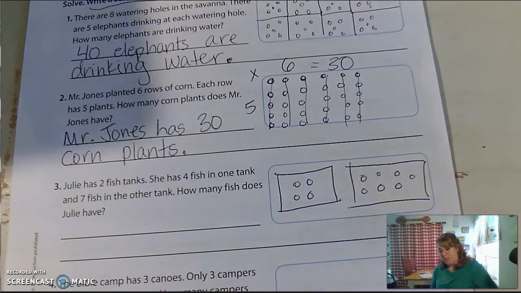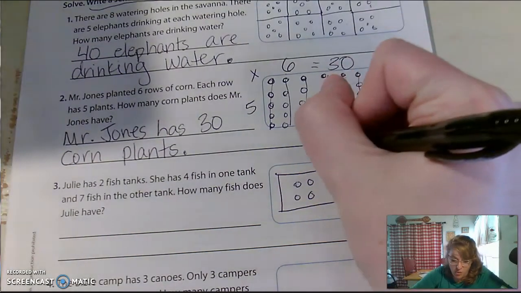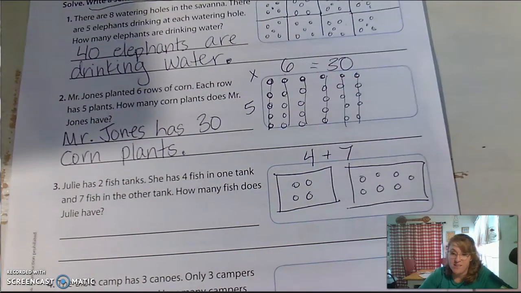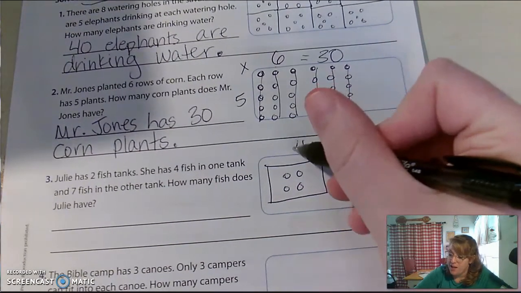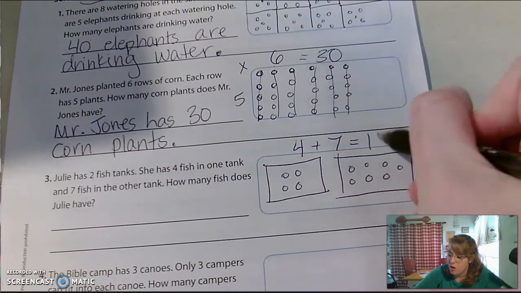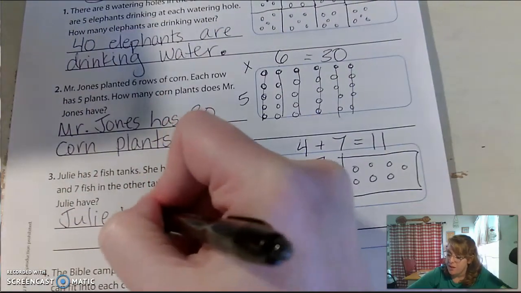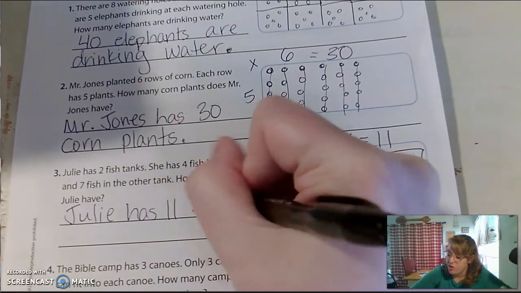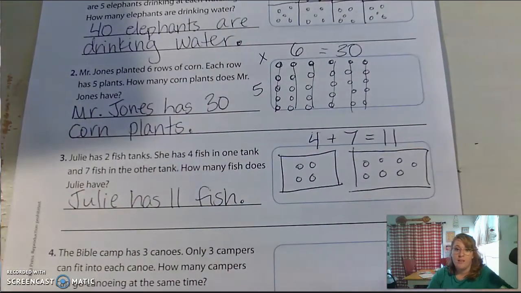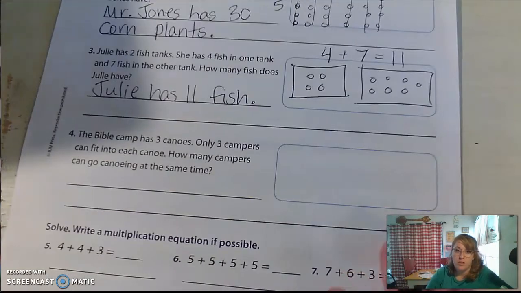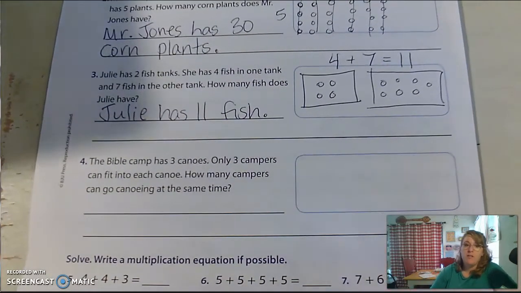Now, you would be tempted to try and multiply here, but they're not. They're trying to trick you. They're asking what is 4 plus 7? Because they do that sometimes. 7, 8, 9, 10, 11. So, Julie has 11 fish. If you need to copy that down, go ahead and pause.